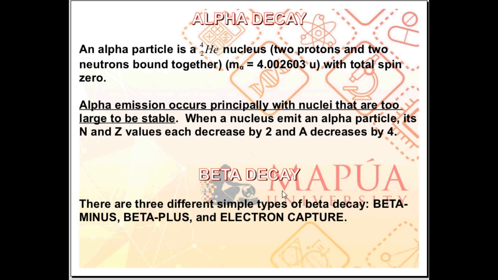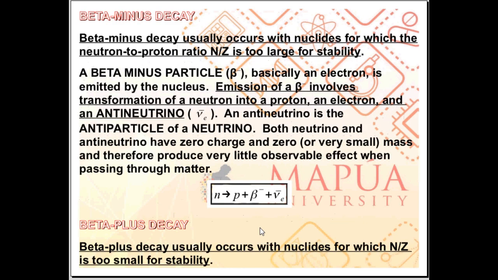On the other hand, for beta decay, we have three different types of decay. You have beta minus, beta plus, and electron capture. Beta minus decay usually occurs with nuclides for which the neutron to proton ratio N divided by Z is too large for stability. N is very much larger than Z.